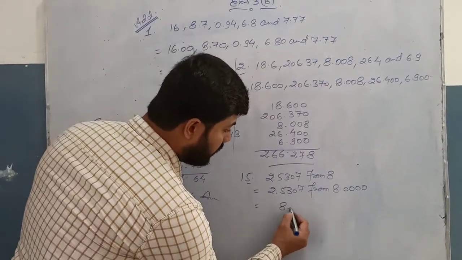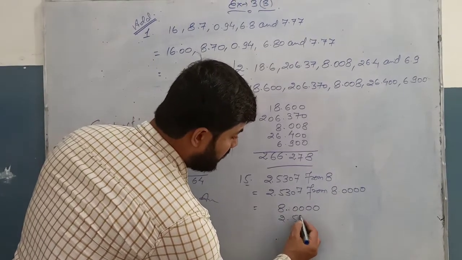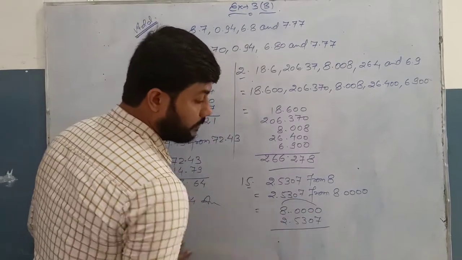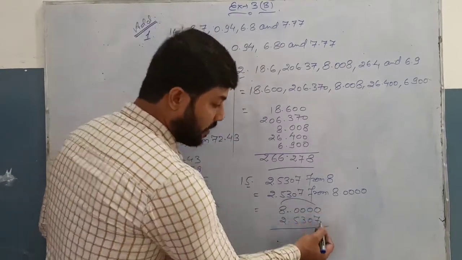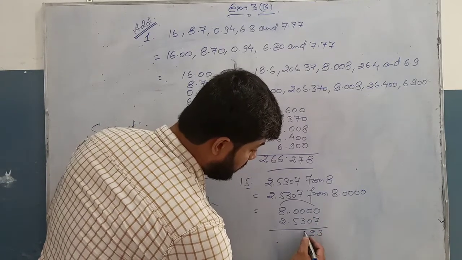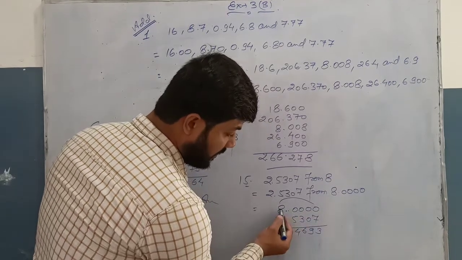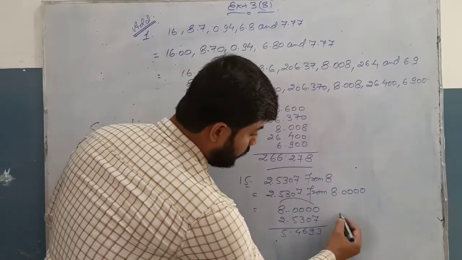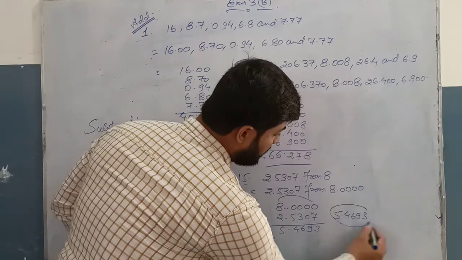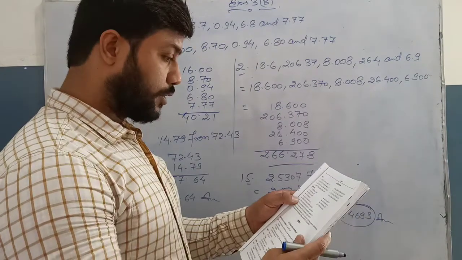So 8.0000 and 2.5307. Now we will take one, that is 10, 10 minus 7, 3, then 9, 9 minus 0, 9, 9 minus 3, 6, 9 minus 5, 4. Now 1 is gone, that is 7, 7 minus 2, 5. So the result is 5.4693, your answer.